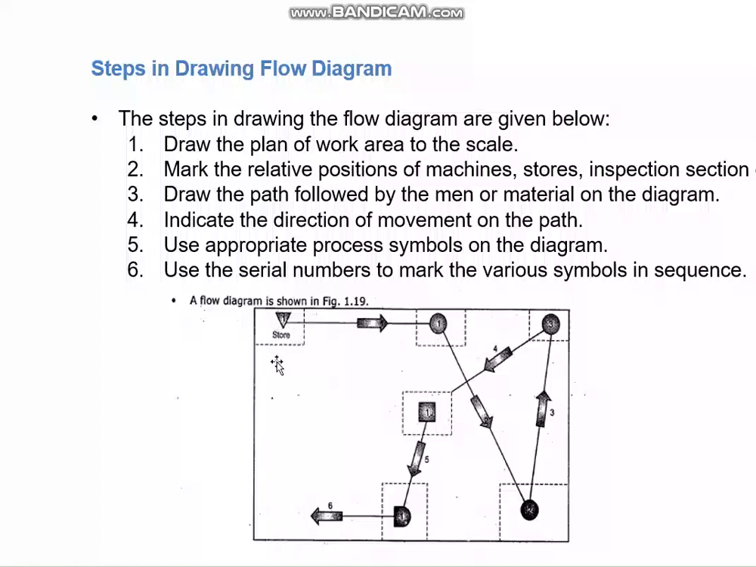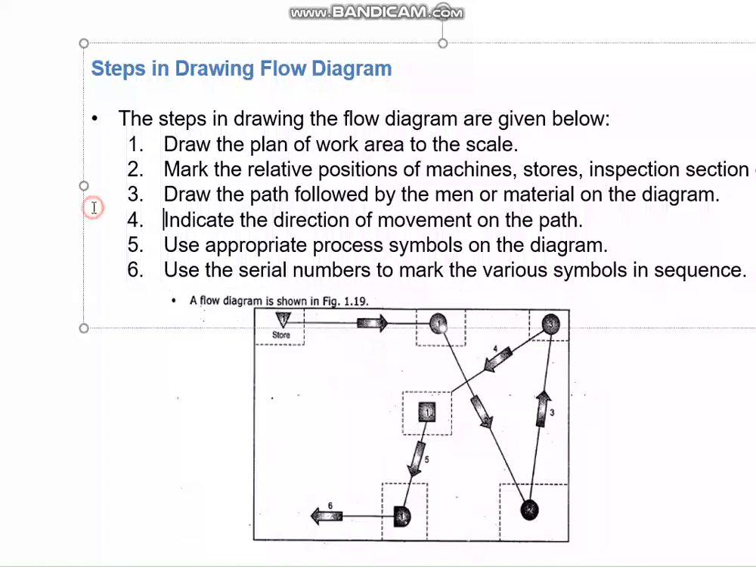Here there is a store, here there may be some machine, here another machine, here another machine. This is an inspection section. Why? Because I can see a square here. Square is for inspection, and here it is kept temporarily for some time, because it is showing delay, and afterwards finally it is moving like this. You see, these are the movements, transport, you can see.